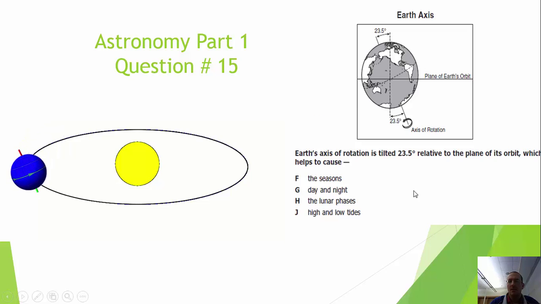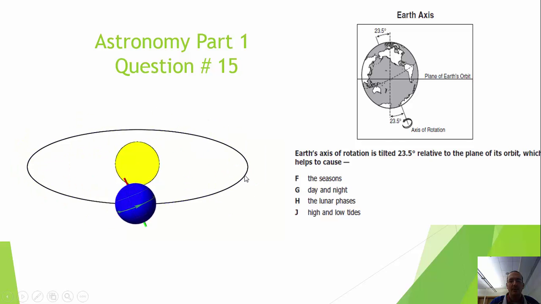Earth's axis of rotation is tilted 23.5 degrees relative to the plane of its orbit, which helps to cause, is it the seasons, which looks to be a pretty good answer. As you look over here, you'll see the Earth, which is blue, revolving around the sun. As it's revolving around the sun, it's also rotating on its axis every 24 hours, which causes day and night. The tilt of the axis does not cause day and night. It's the rotation of the Earth which causes day and night.